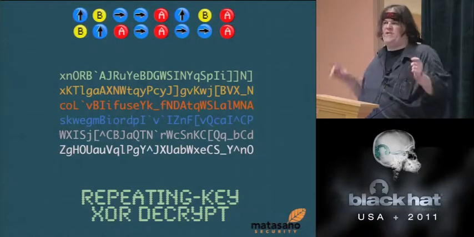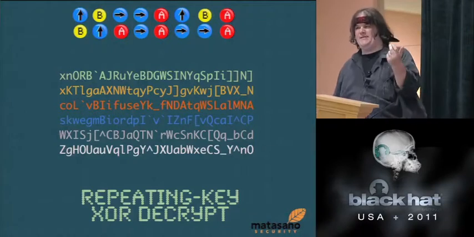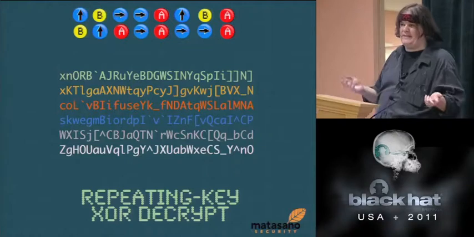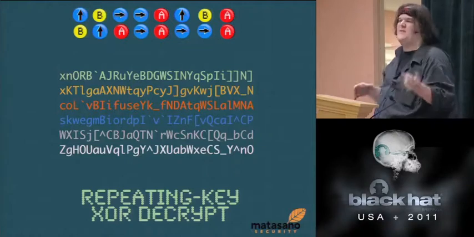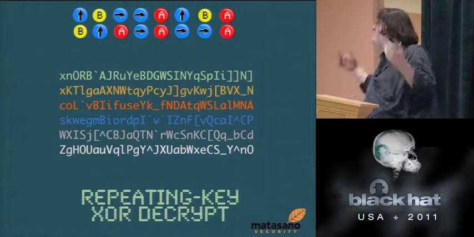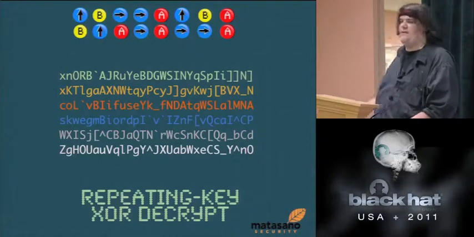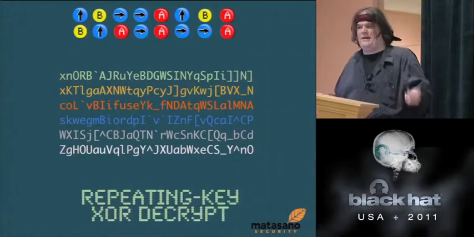But for each row, you do that test again. Which byte gives me the most spaces? Or if it's comma-separated values, which byte gives me the most commas? I have to make guesses there about what the most common character is, but that's the only thing I need to know. I have to test for the most common character in my plain text. And when I find it, I'm going to get the byte for that row. That's how you solve repeating key XOR.